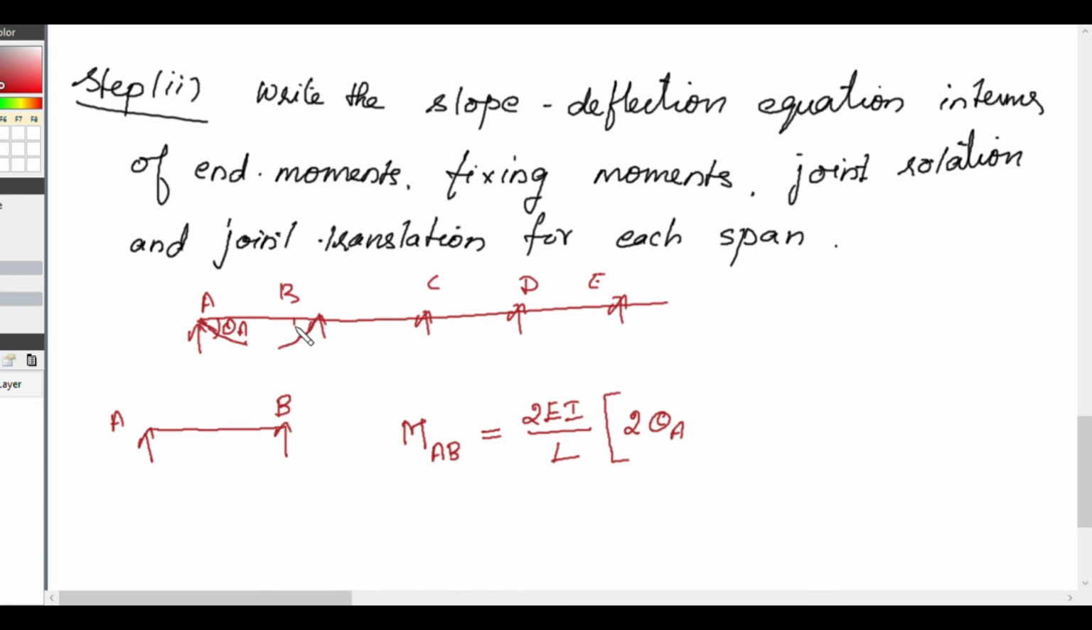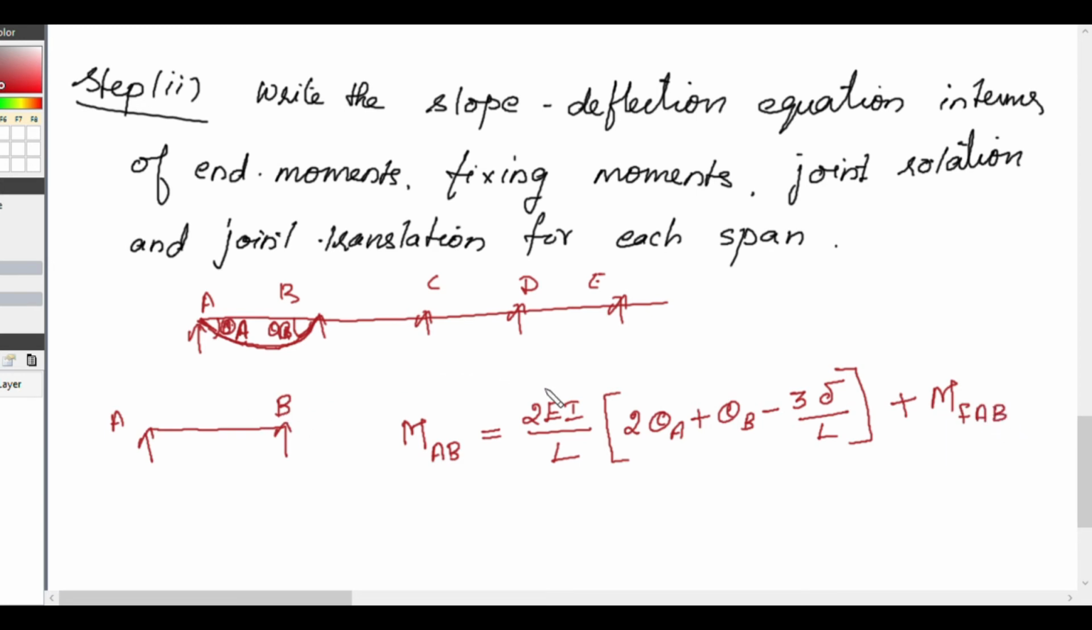Theta B means your slope at B. There will be a deformation, right? There will be a moment. There will be a deformation. So, what is theta A and what is theta B? So, 2 times theta A plus theta B minus 3 times delta by L plus MFAB.